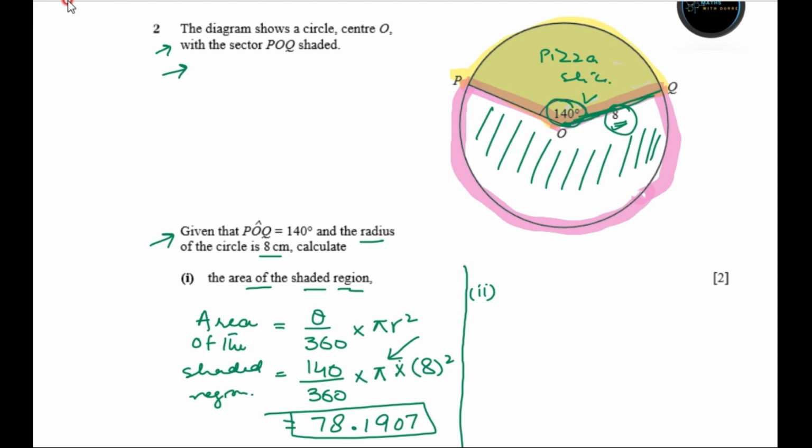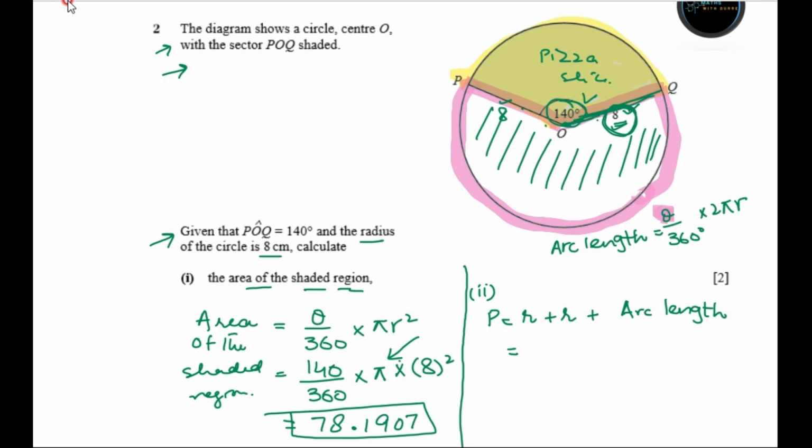So basically we have to find the arc length of this unshaded region, and we need to add the radius 2 times. If this is 8, obviously this radius is also 8 because both lines are radii. So let's make a start. The perimeter will be r plus r plus arc length. So what is arc length? You know that it is theta over 360 times 2 pi r. Remember one thing, you need theta here. Theta is not given here.